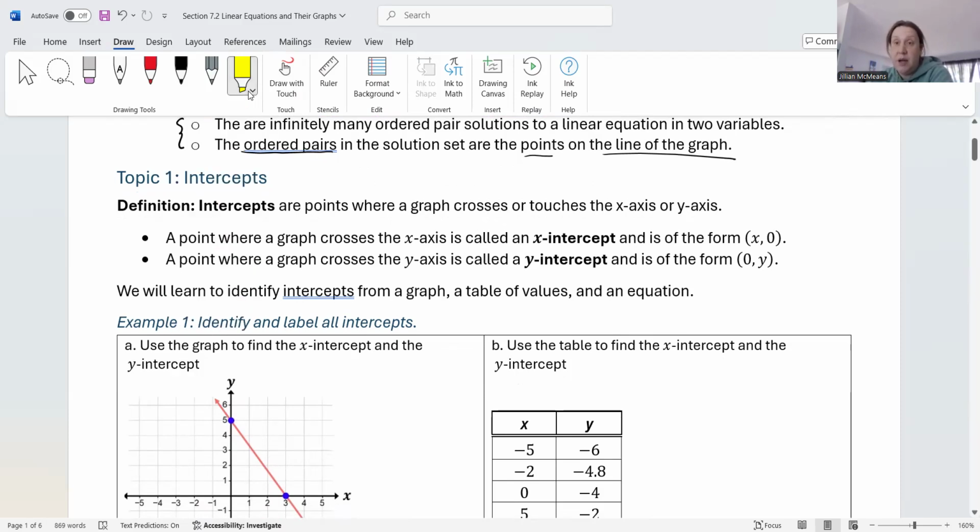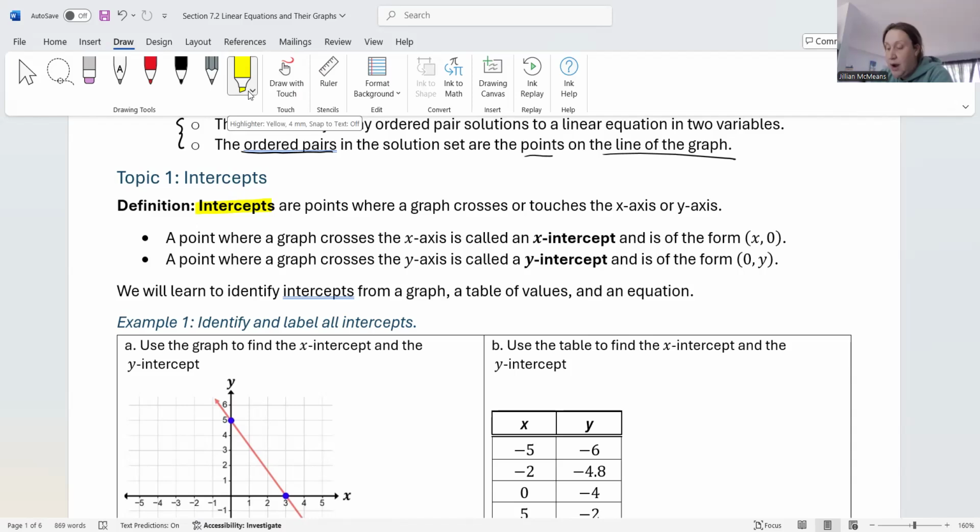And this is true for any kind of graph. Doesn't matter what the shape is, doesn't matter the style of the graph. Just know that if a graph, any shape, touches the x or y axis, that point where it touches or crosses would be an x or a y intercept, okay? So intercepts are points where a graph crosses or touches the x or y axis, okay?